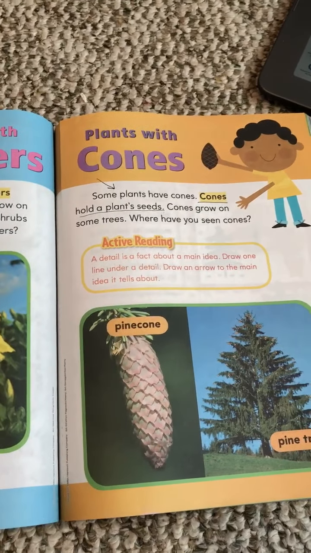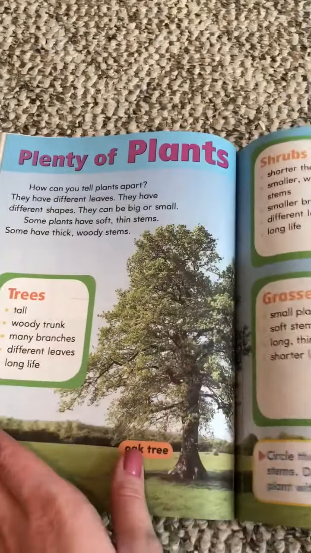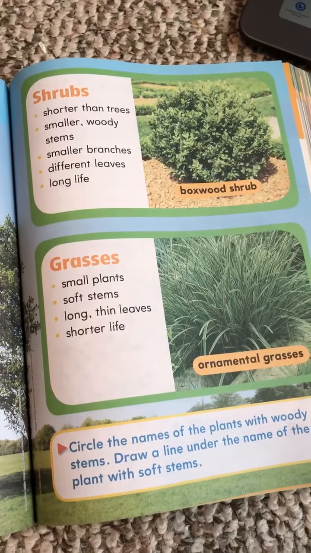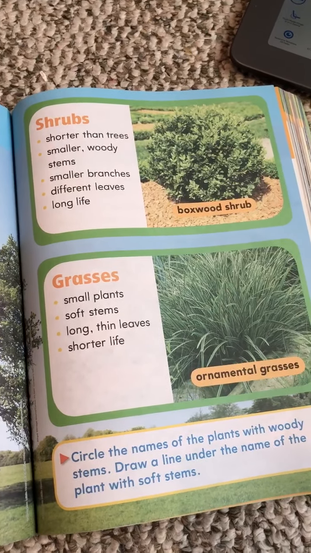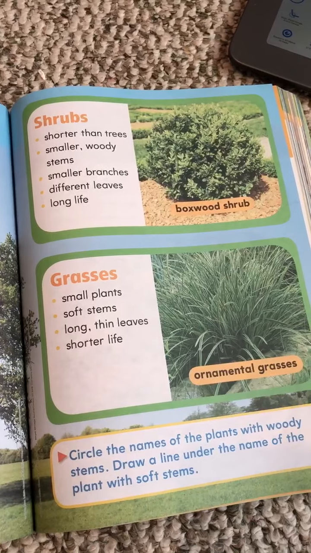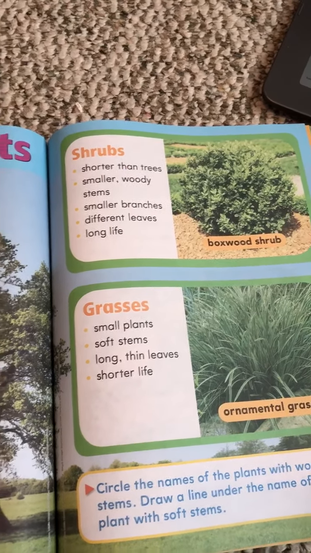Can you find a plant that has cones? Can you find some flowers? Maybe you can find a tree or some shrubs or some grass. Try to find that and describe it. What makes that grass? Is it long? Is it soft? What is it? Is it a shrub? Is it woody? Is it tall?